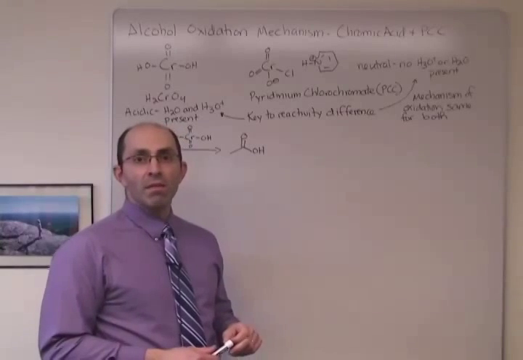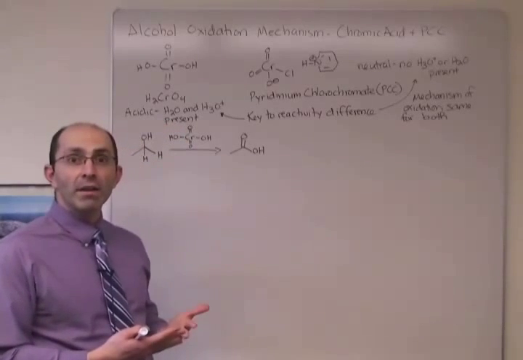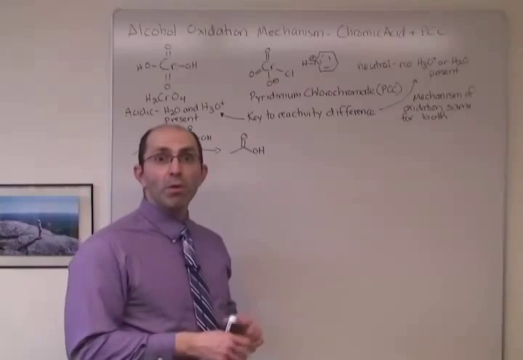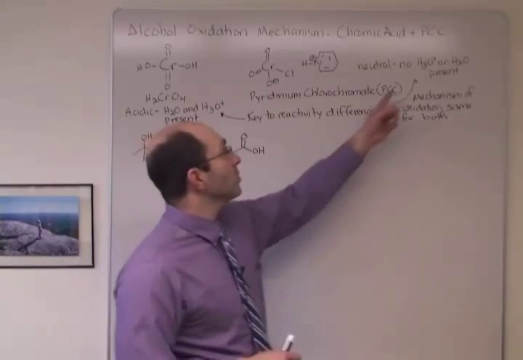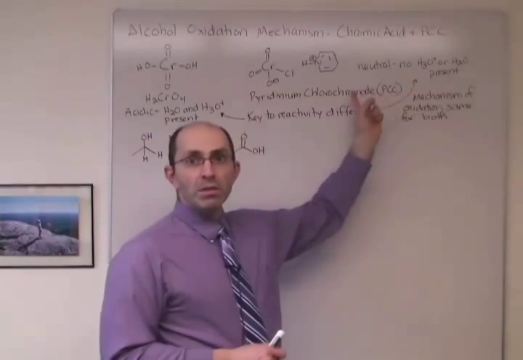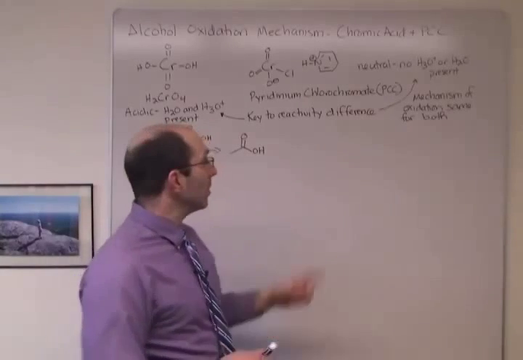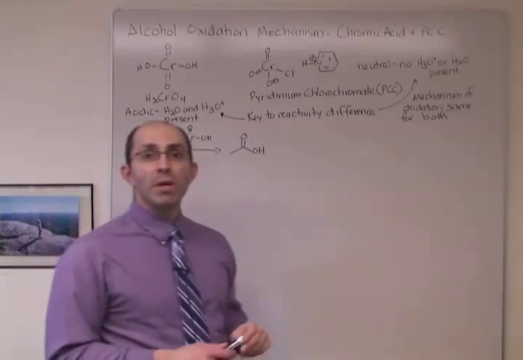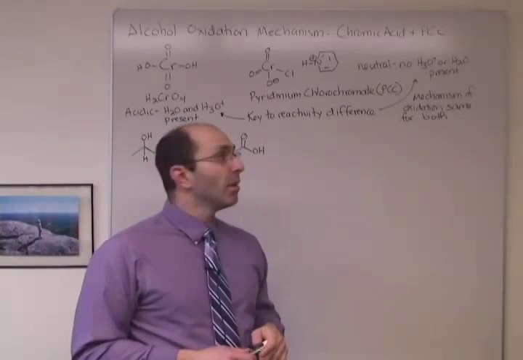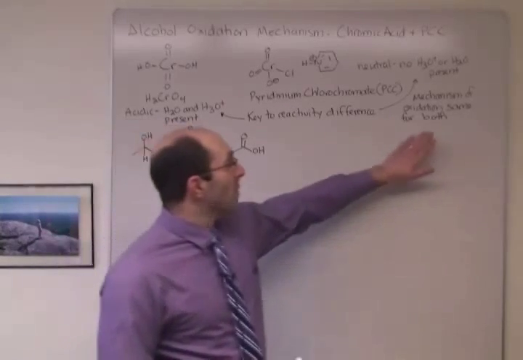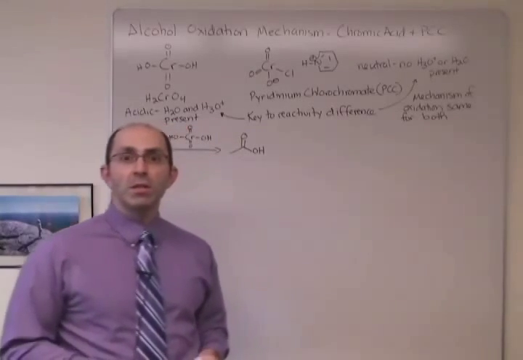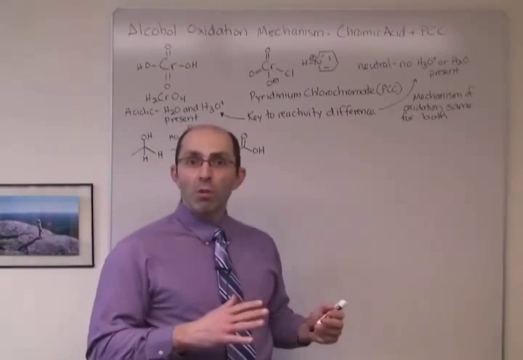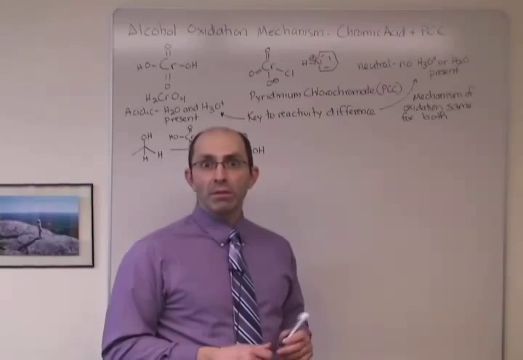We're going to see that when you get to an aldehyde in the mechanism, which both of them go through, because there's no acid or water present, the PCC stops reacting. Because there's acid and water present for chromic acid, it's going to continue to react after forming the aldehyde. Right? So that's the key difference. The mechanism for both, the mechanism of oxidation, is identical. So if we look at one, we've looked at both. It's exactly the same.